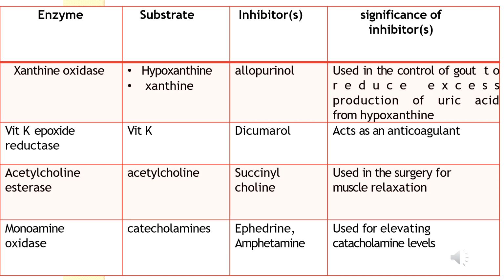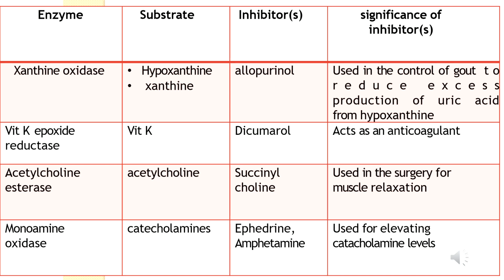So the enzyme is xanthine oxidase, the substrate is hypoxanthine or xanthine. So the inhibitor is allopurinol. So the allopurinol having the structural similarity of xanthine. So the significance of these inhibitors used in the control of gout to reduce excess production of uric acid from hypoxanthine.